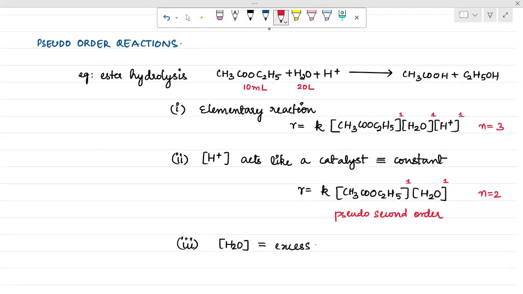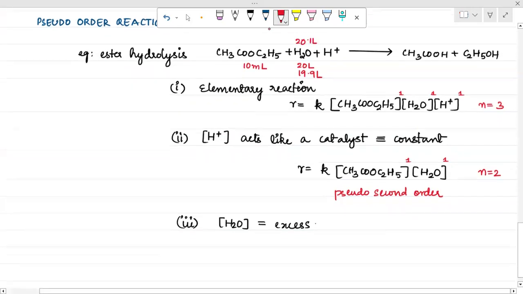So adding 10 ml to 20 liters for a reaction to happen. What if this volume is not 20 and it is 19.9? Does it make any effect? No. What if it is 20.1 liters? Does it make any difference? No. Why? Because water is so much in excess that it does not make any effect on the rate. So many water molecules are present that it does not have any effect. Even if you change the volume, the reaction will proceed because it is in excess.